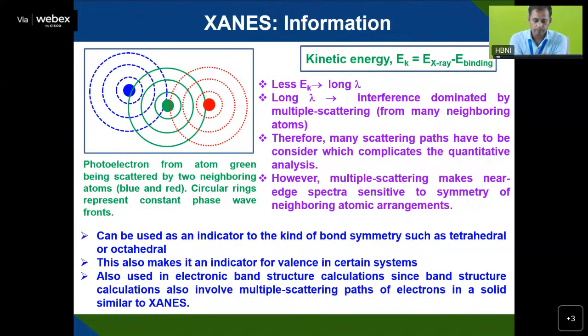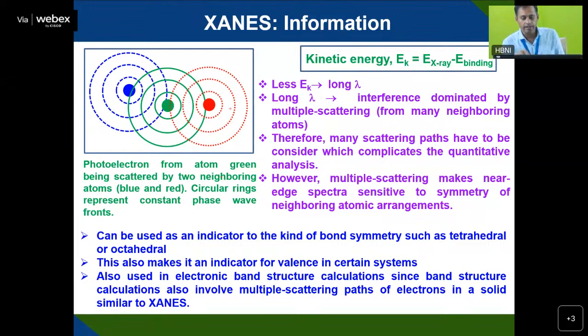So from this multiple scattering, you can see the XANES. Here you have a photoelectron from atom A, green, being scattered by two neighboring atoms, a blue atom and a red atom. The wave is coming from the green atom and interacting with the other two. The circular rings represent the constant-phase wave fronts, so the wave front coming from one particular atom interacts with the other atoms.